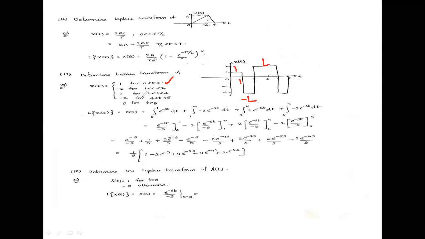2 to 4 is a 2. And the 4 to 5 is also minus 2. The remaining is zeros. So write all the terms: 1, 2, 3, 4, 5 terms are there.